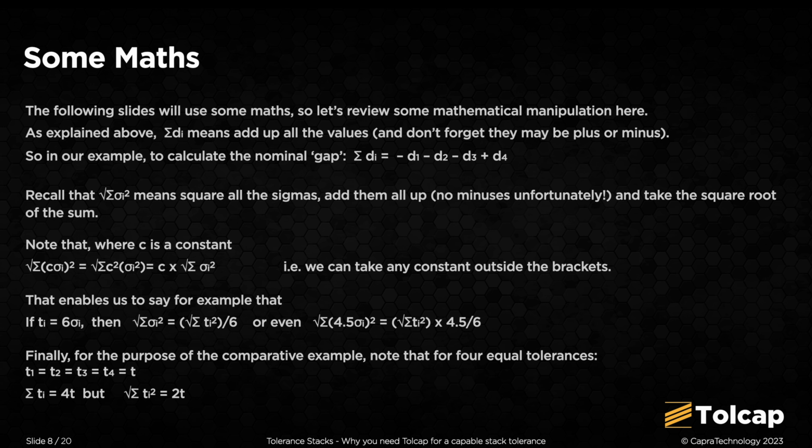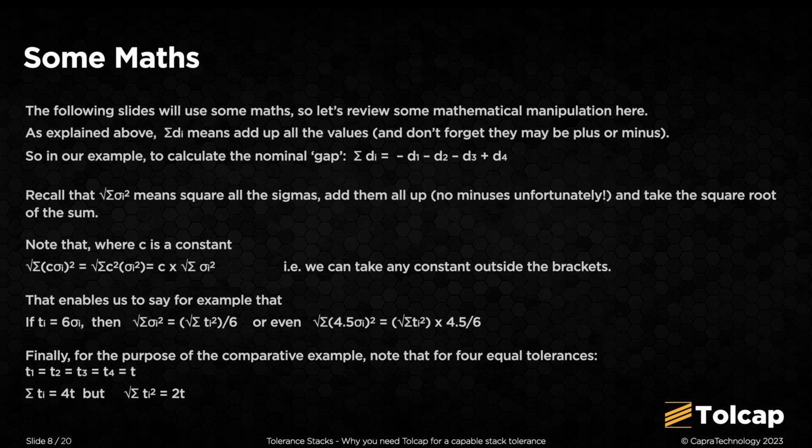If there's a constant involved in one of our equations, we can usually take that out to make things simpler. So if we're trying to do the root sum of c sigma i squared, what we can do is take the sum of the sigma squareds and then multiply by the c squared afterwards, and then take the square root, or even more simply, just do root sum sigma squared and then multiply by the c. And that enables us to say, for example, that if we're doing design for 6 sigma and we set all our tolerances equal to 6 sigmas, then root sum sigma squared equals the root sum of t squared all divided by 6. Or even root sum of 4.5 sigma squared is root sum of the t squareds times 4.5 divided by 6.